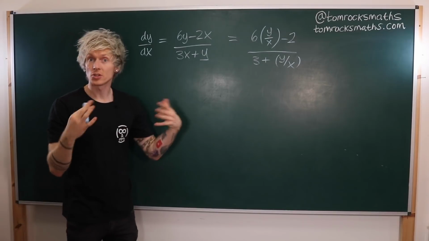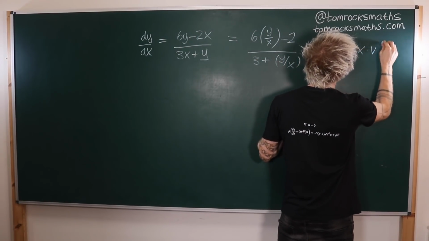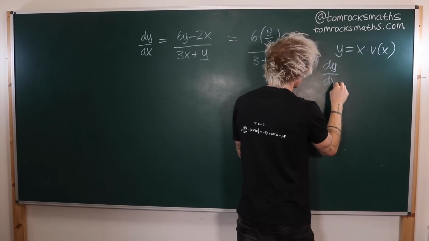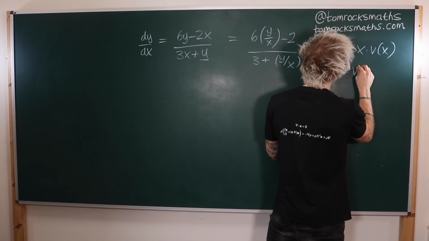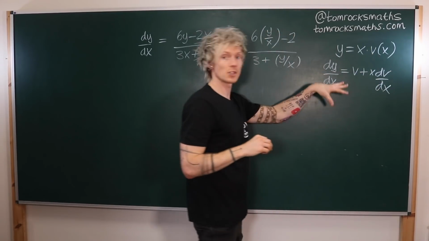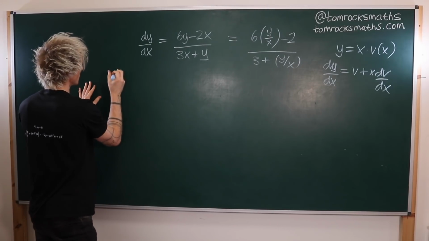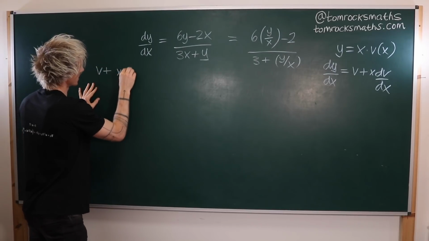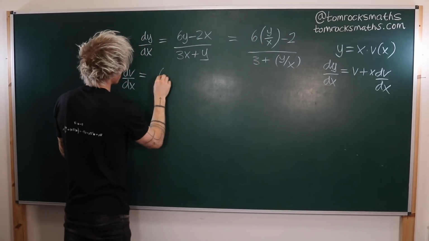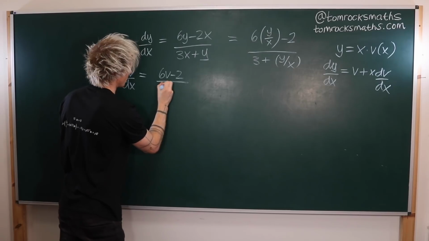Now we can make our substitution where we say y is equal to x times v of x. We know that dy by dx, as we've seen, will always be equal to v plus x dv by dx. And so substituting all of this in, our equation here is going to become, let's write this as v plus x dv by dx is equal to 6 times v minus 2 on the top, and on the bottom we've got 3 plus v.